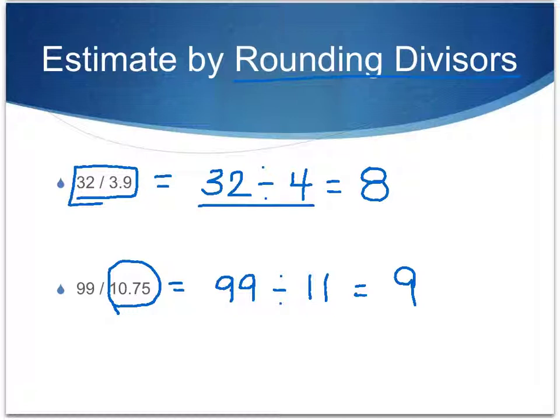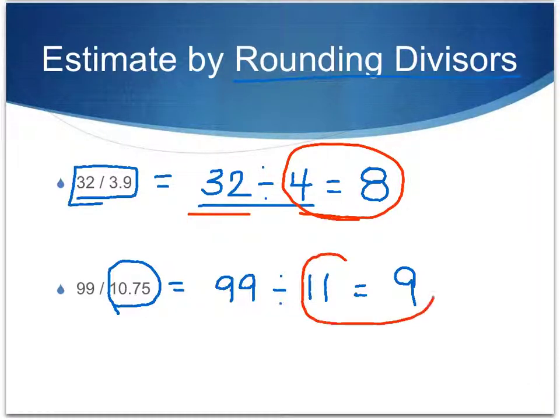Again, notice how this all generates around basic facts. Let me take a look at the first one. We had 8. 8 times 4 would give me 32. 11 times 9 is 99, so I'm using my knowledge and memory about my basic facts to help me create these answers for compatible numbers.